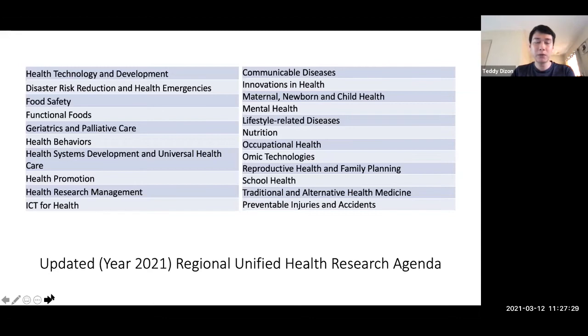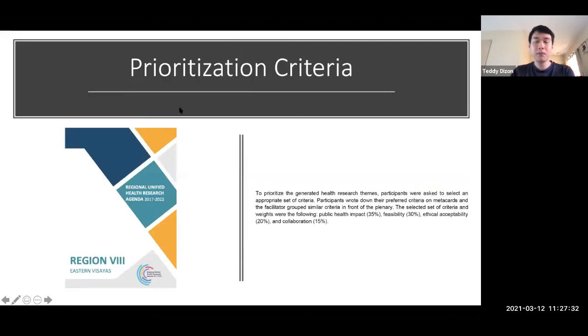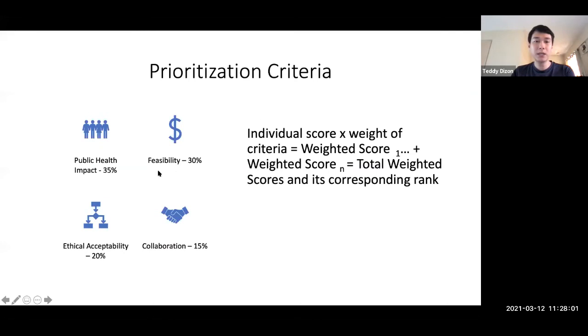So moving forward with our prioritization, last 2017, the Regional Unified Health Research Agenda 2017 to 2022 of Eastern Visayas was prioritized based on the following criteria: public health impact of 35%, feasibility of 30%, ethical acceptability of 20%, and collaboration of 15%. So all of these criteria po has weights. So ito po yung 35, 30, 20, and 15. And based on the guidelines, we will be using the same criteria for the next RUHRA na 6 years. So para po mas madali nating ma-monitor.